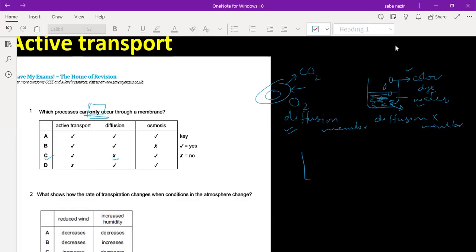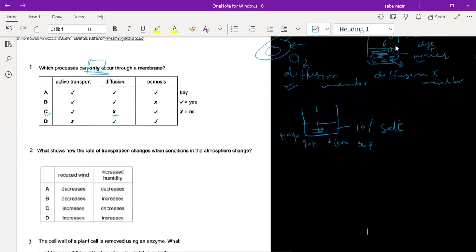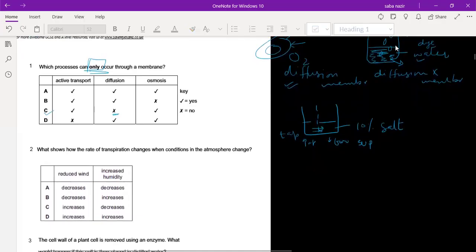For example, if we have a beaker that contains water, and on one side we have the tap water, and on the other side we have the 10% salt solution. The two solutions can only be separated with the membrane, otherwise they will mix together. In this case, the water will move from high water potential to an area of low water potential.